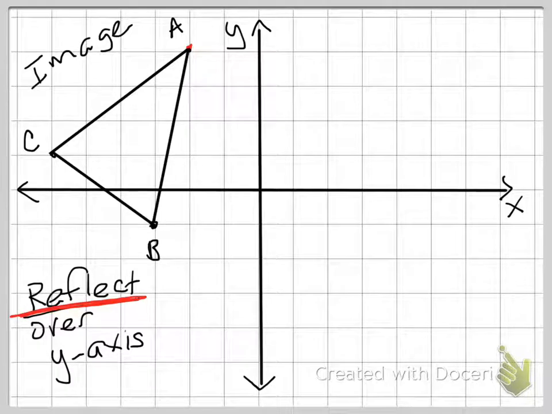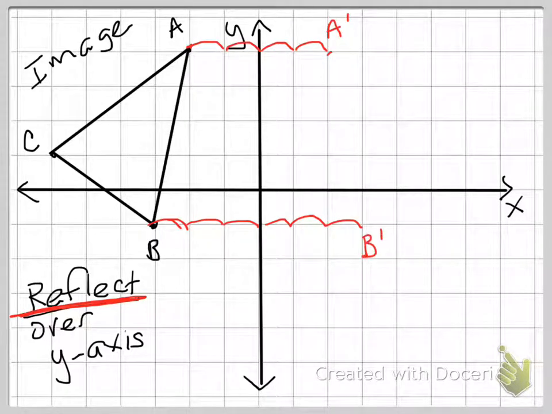Best thing to do is figure out the distance of A from the y-axis and reflect it that same distance over the y-axis. So here, starting with A, this is 2 units from y. So I'm going to reflect it over the y-axis 2 units. So 1, 2. So this point right here is going to be A prime. Same thing with B. 1, 2, 3. So I got to reflect it 3 units over the y-axis. 1, 2, 3. So this one here is going to be B prime.